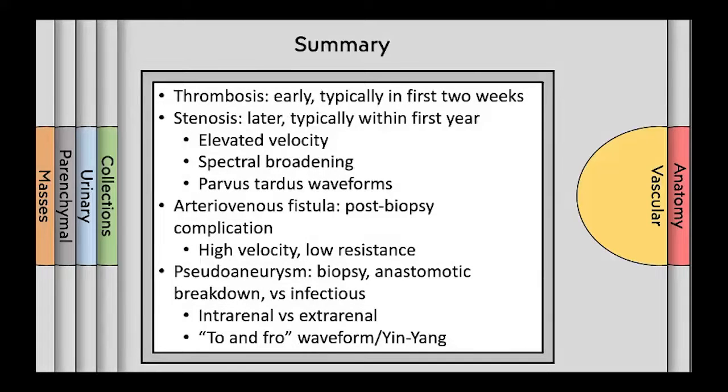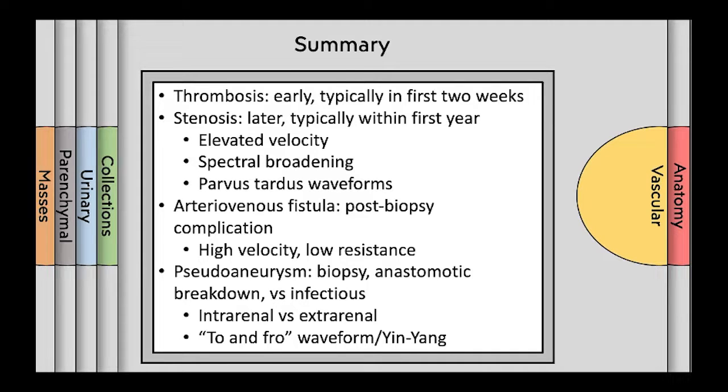So in summary, thrombosis is an early complication, typically in the first 2 weeks. Stenosis occurs later, typically within the first year. Sonographic features include elevated velocity, spectral broadening, and parvus tardus waveforms. Arterial venous fistulas are a post-biopsy complication. Their spectral waveform includes high velocity, low resistance.